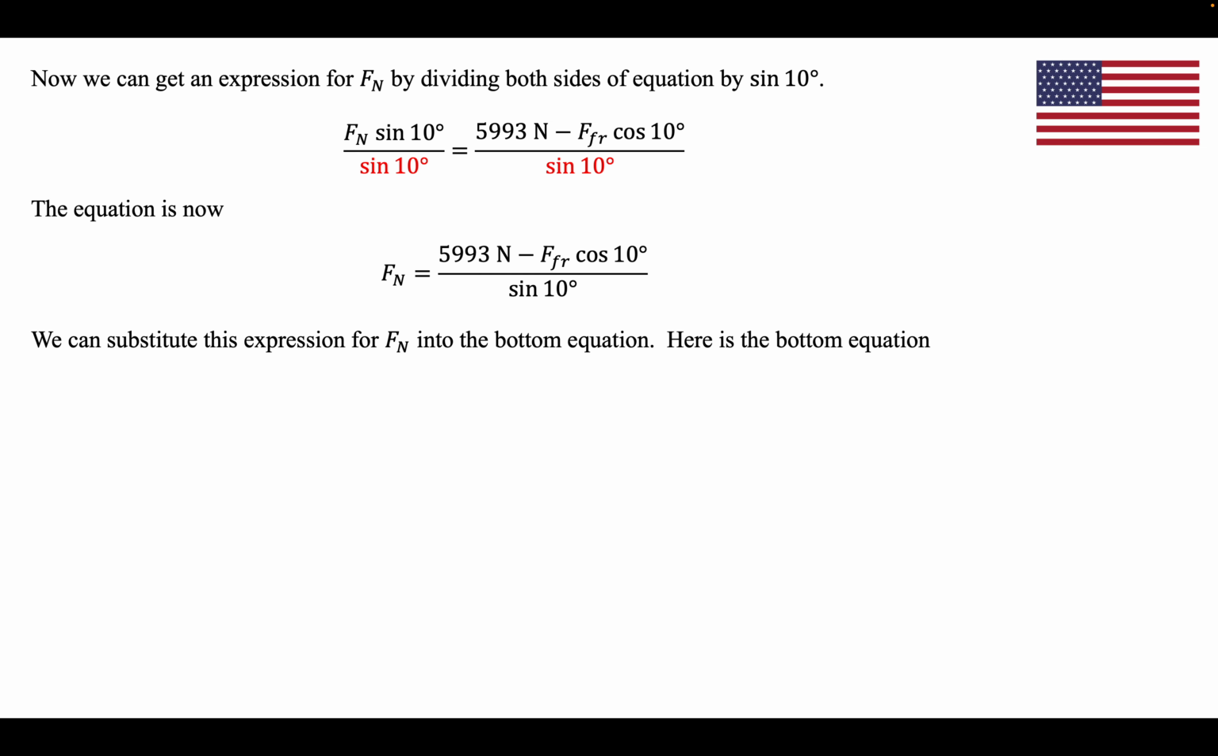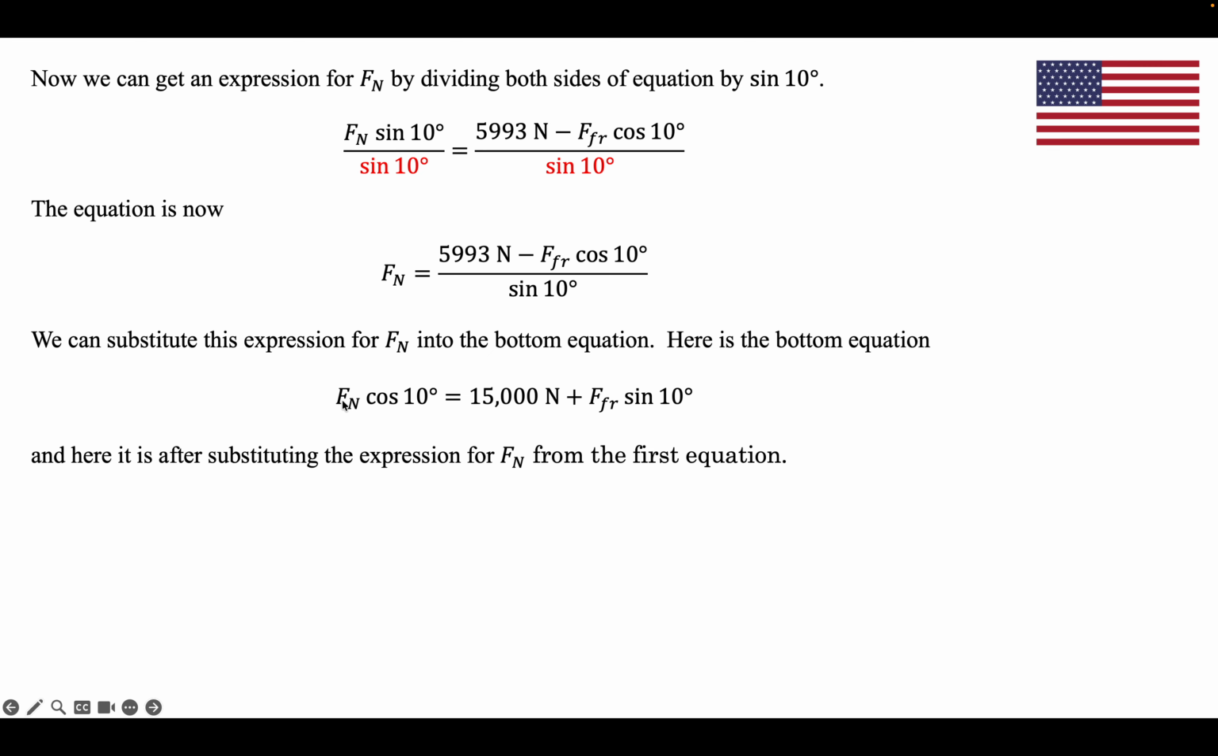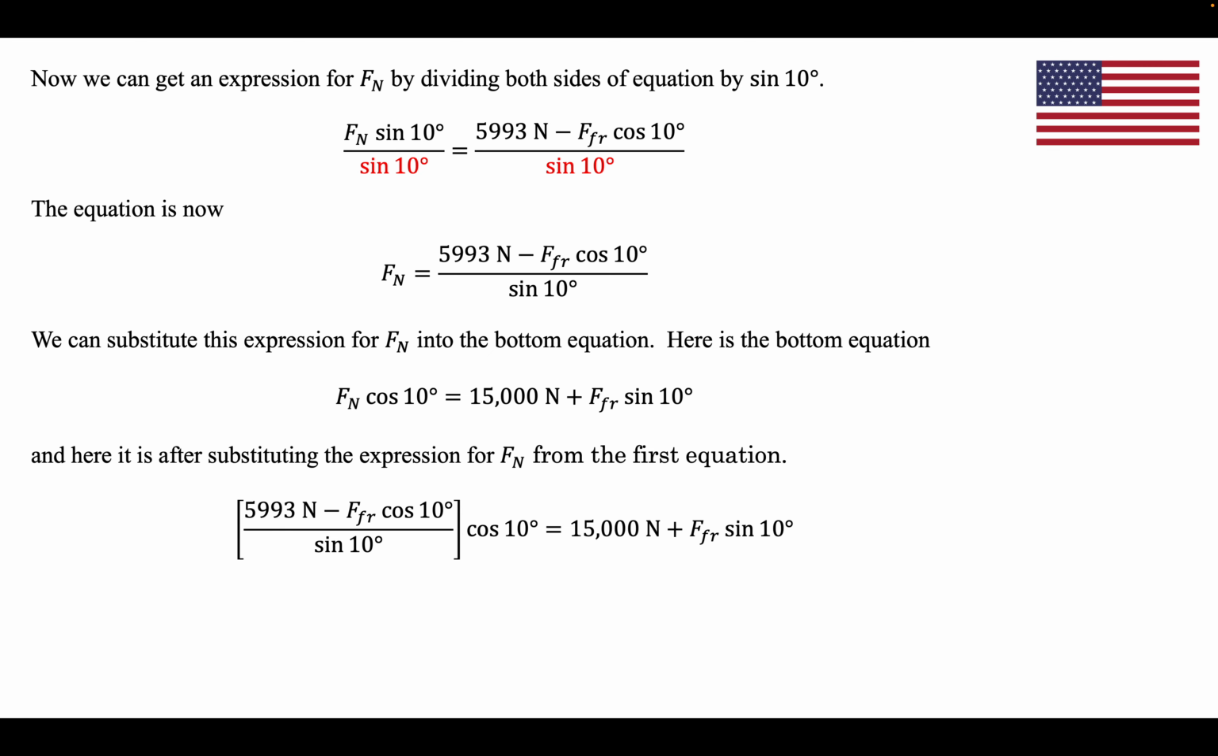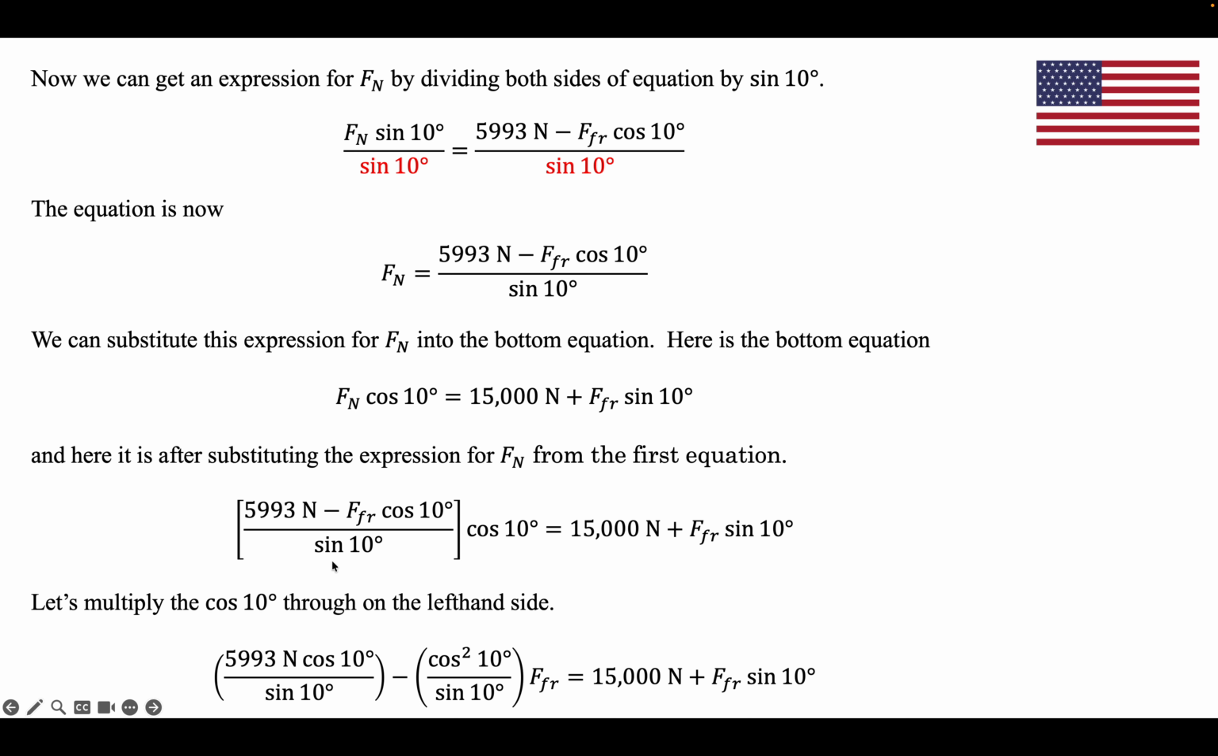Now we can substitute this expression for Fn into the bottom equation. Here's the bottom equation. This expression goes right there. And there it is. There's Fn right here in the square brackets. It's going to get messy because we're going to be leaving all the trig functions in. So distributing the cosine 10 degrees, one goes here, so that's cosine squared over sine.